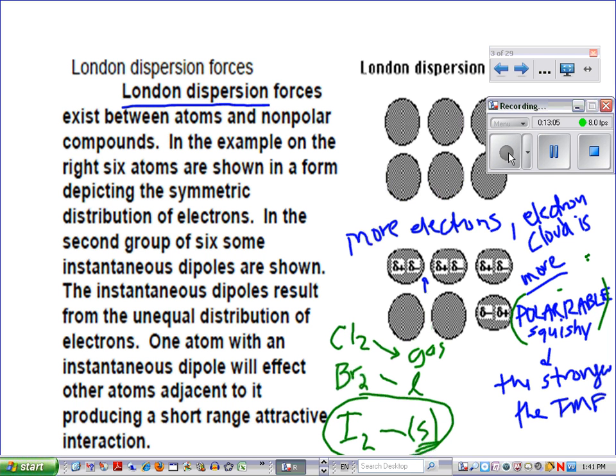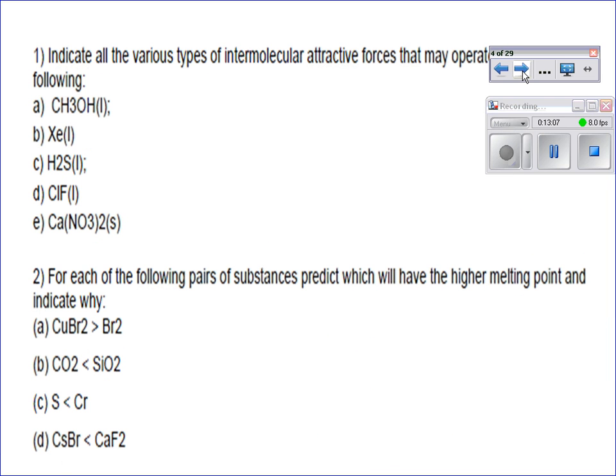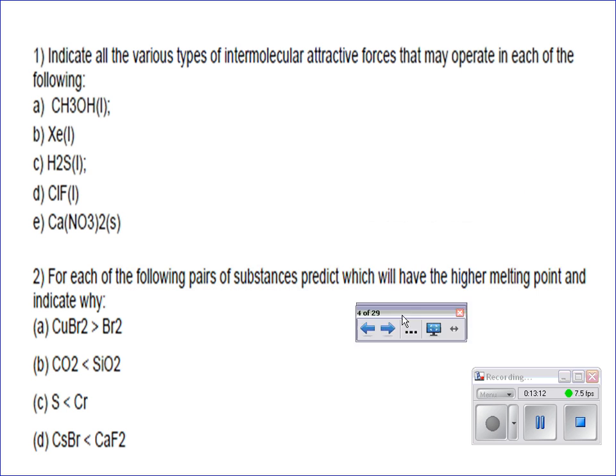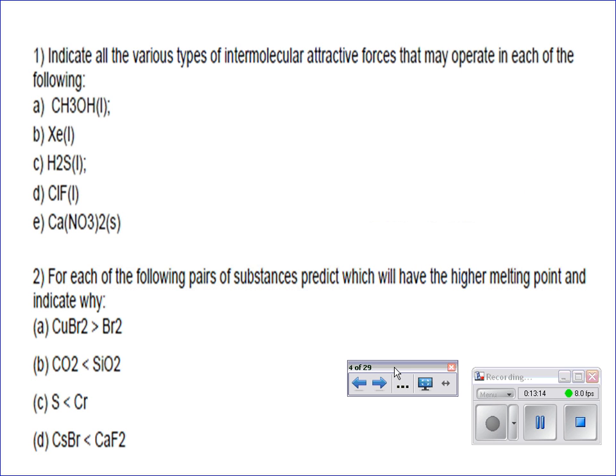All right, let's do an example now. Let's move on to the next little bit. To indicate the various types of intermolecular attractive forces that may operate in each of the following. All right, what family is this first molecule from? It's an alcohol. So we're going to draw it. Always draw it. Now, what I want you to do, because we haven't talked a ton about organic structures, pretend that that C is your central atom. Okay? That being the central atom, what can you tell me about the polarity of this molecule? Polar or nonpolar?